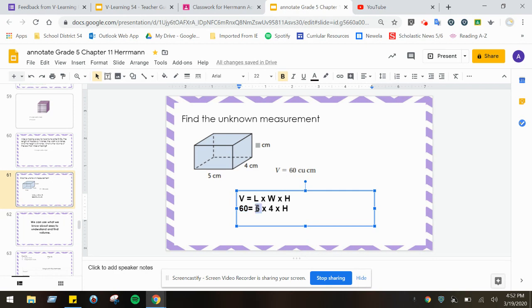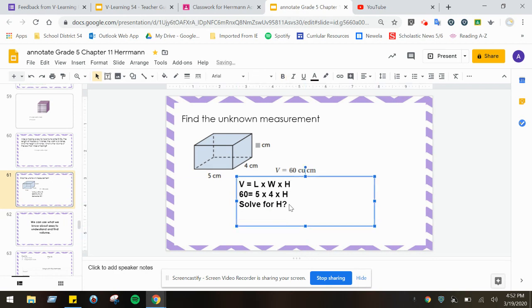Well, do I know my length? Yes, I do, right here, 5 centimeters. Do I know my width? Yep, 4 centimeters. I don't know my height, so I'm going to leave it as h. How do I now solve for h? What do I need to do? Okay, I want you to pause the video and see if you can figure it out. Okay, I hope you paused it and you tried to work it out yourself.